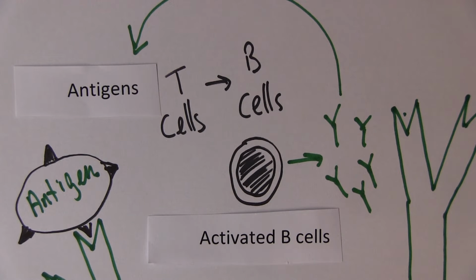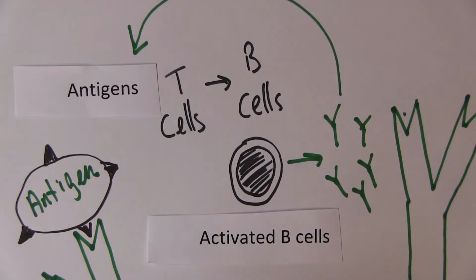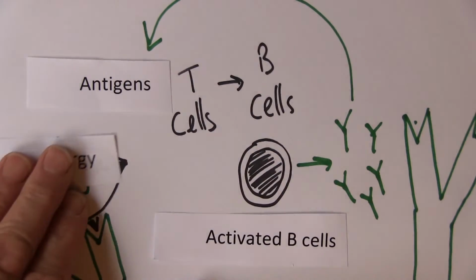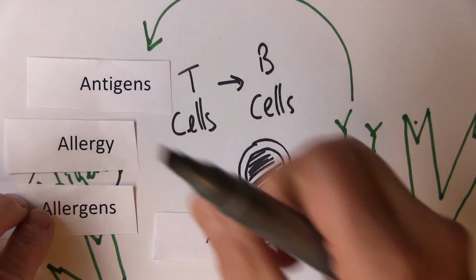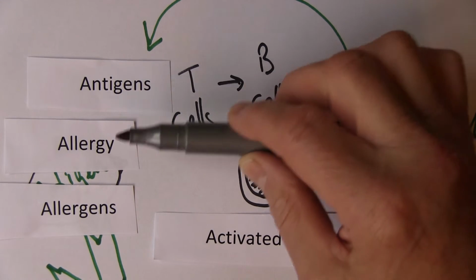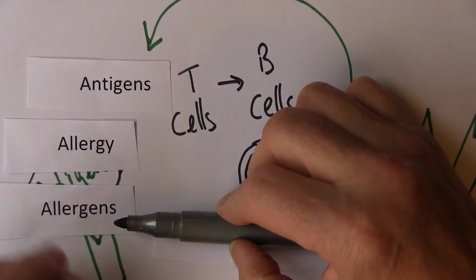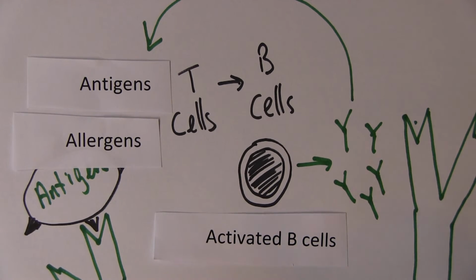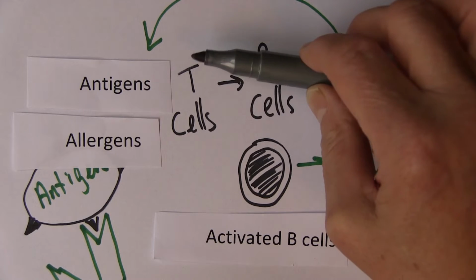But in allergy, this goes wrong. In an allergic situation, something which is not a threat to the body is recognised as an antigen. And in that case, we could call it an allergen. So antigens in allergy are recognised as allergens. So the antigen is an allergen in this case. It's not supposed to generate an immune response, but it does. So an immune response is generated to something which the body should immunologically tolerate.